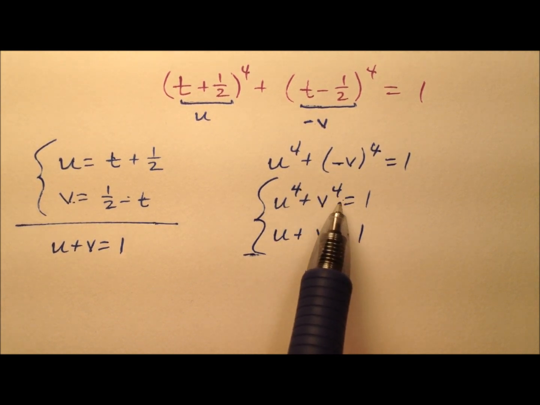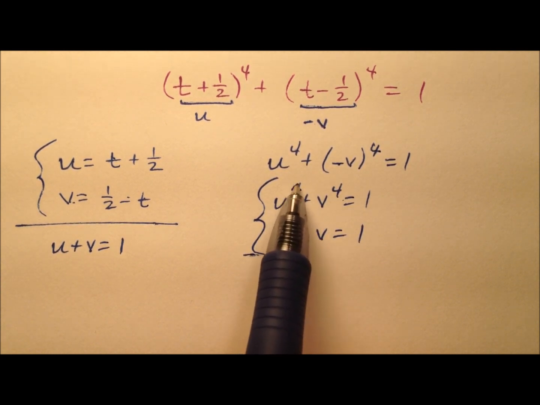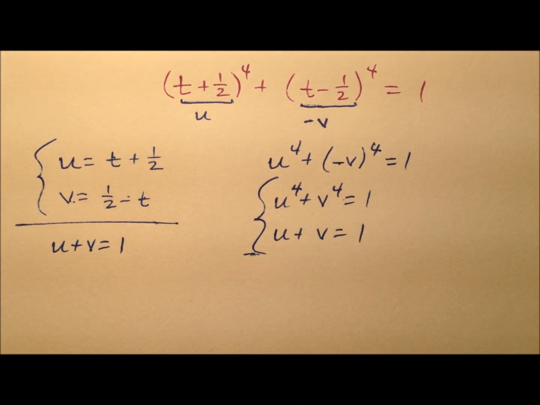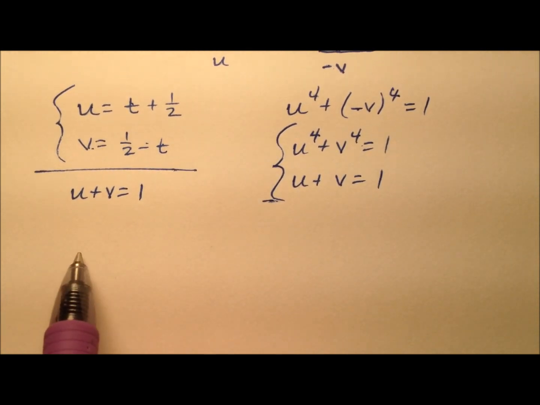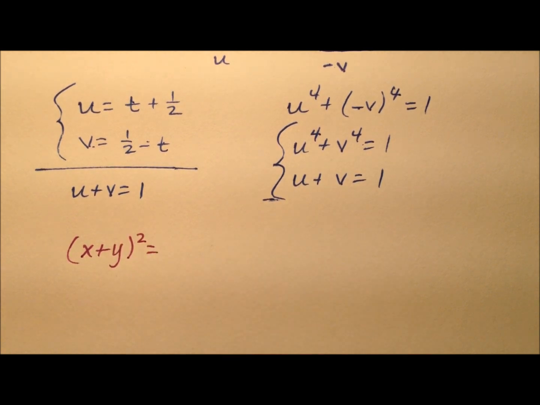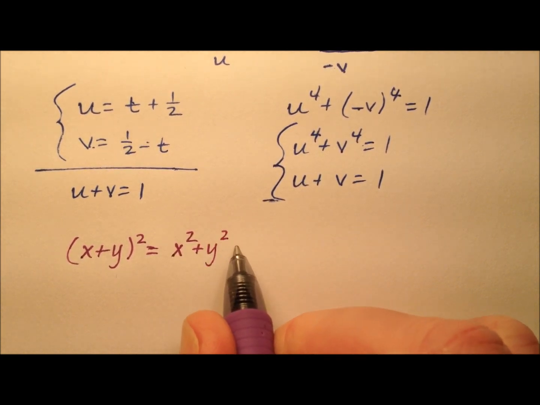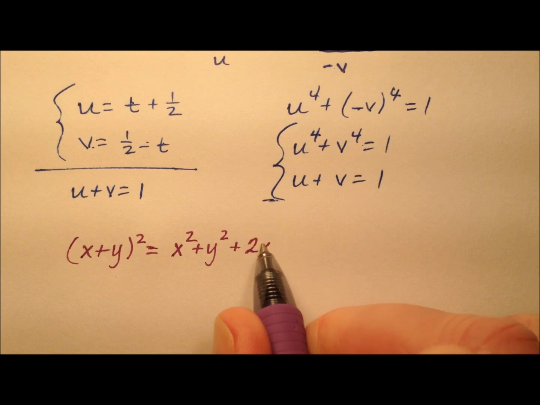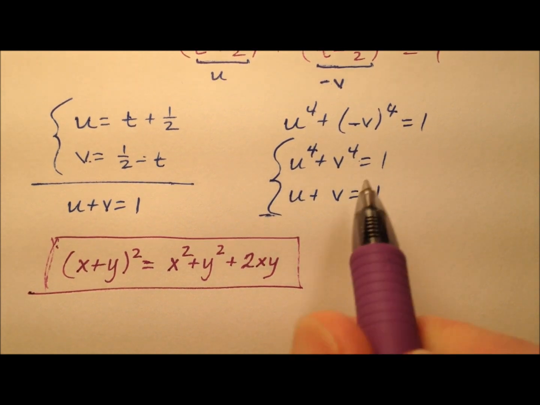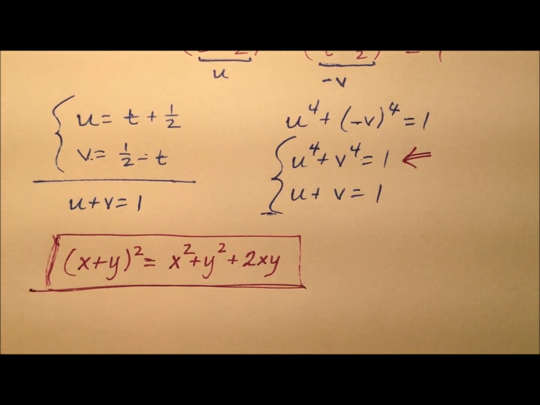Well, u to the 4th plus v to the 4th, it kind of looks like the sum of two perfect squares. We could say u squared squared and v squared squared are being added. But there's no great factorization for that. So let's instead consider a property of quadratics here. So when we have this quantity (x plus y) squared, this equals, when I multiply it out, x squared plus y squared, but we also have this other guy, this 2xy as well. And so this is going to be an important property that we use in moving forward, because we're going to rewrite this equation in a manner using this property.